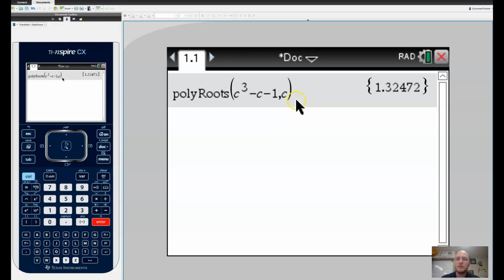So 1.32472, rounded or truncated, I mean 3.125. I want you to round. I want you to be better. I'm going to hold you to a higher standard. Okay, I also want to show you this if we graph this.